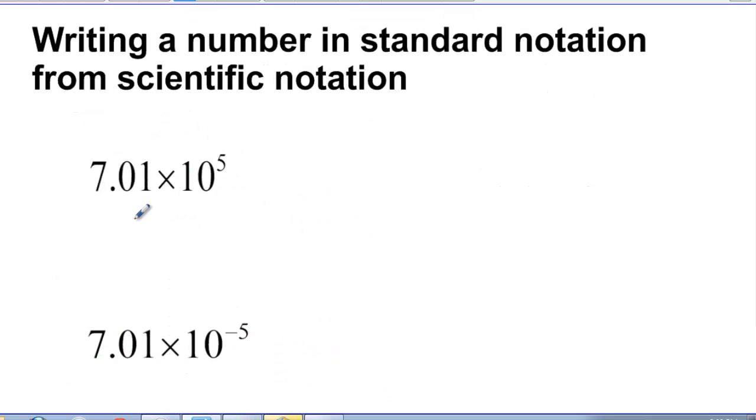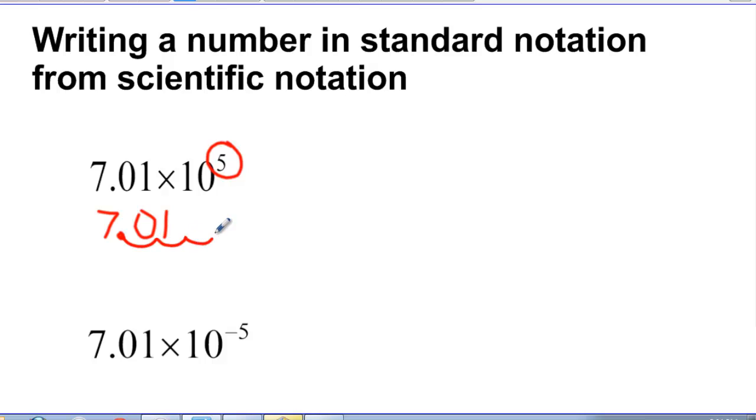What if I have a number that's in scientific notation and I want to write it in standard notation as a regular decimal number? I'm going to look and kind of just do things backward from what I did to put them into scientific notation. So I have a positive power here, positive 5. I'm going to take this number 7.01, and I'm actually going to move my decimal point 5 places to the right because I want to undo that.